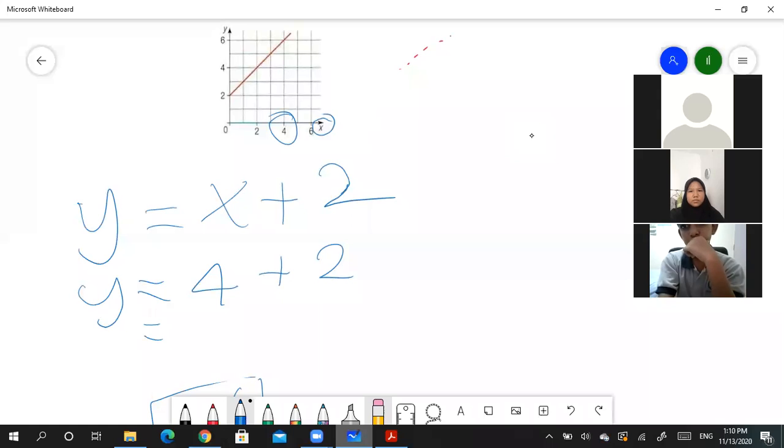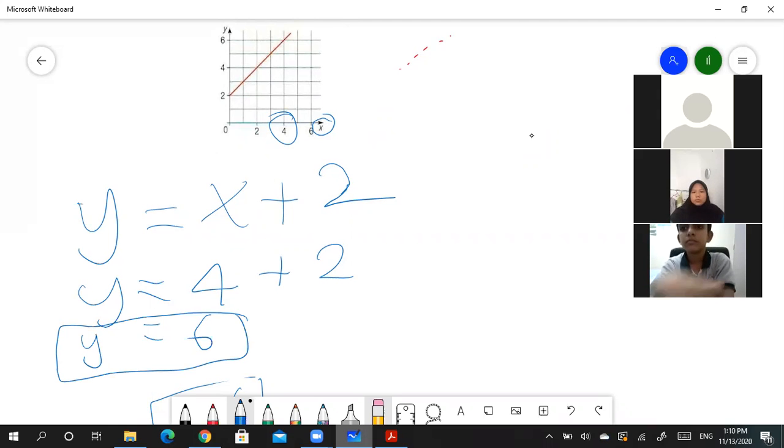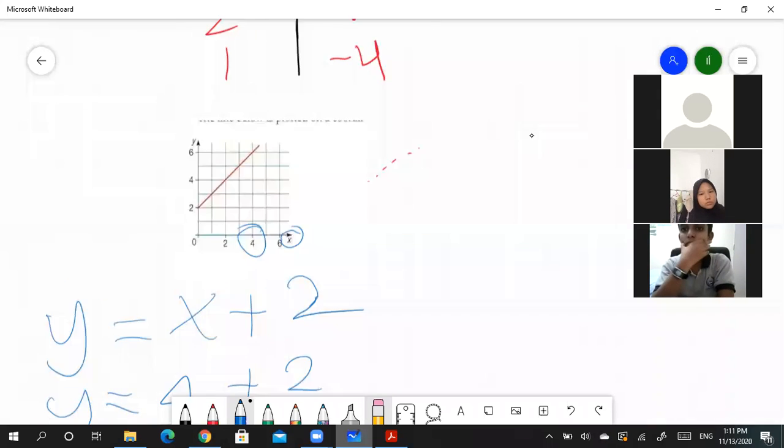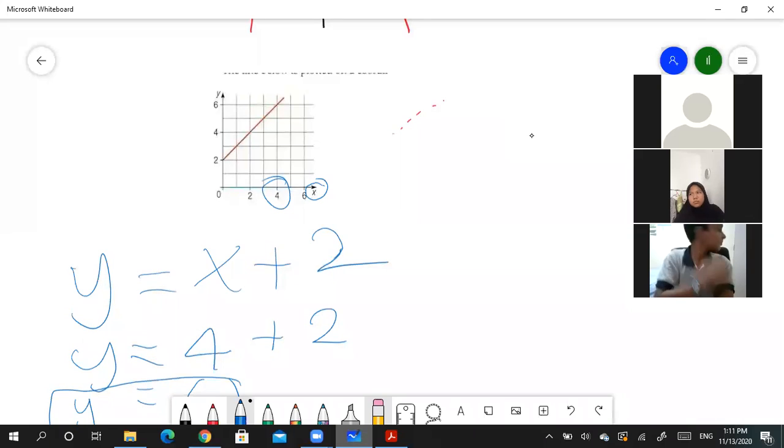What is 4 plus 2? 6. So what is the value of y? Y equals 6. Let's go to the graph. From here, let's go up, up, up, up, and see on the line. What is the value of this point? On x, it's 4. That's why we have put the 4 here. On y, it is 6.